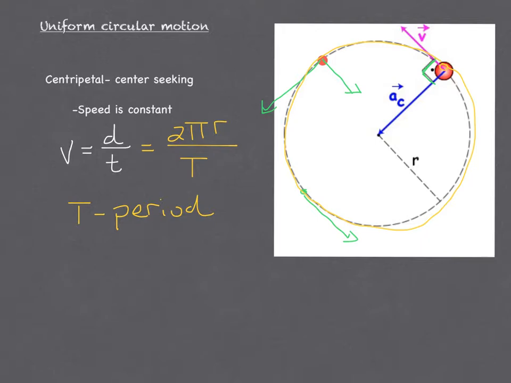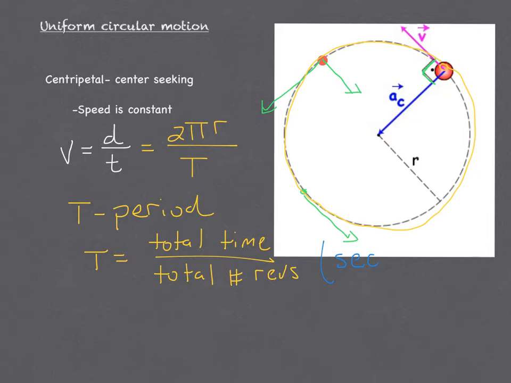To solve for the period, what you want to do is take the total amount of time divided by the total number of revolutions. And you're going to get units of seconds here. The standard unit for period is seconds. So it is a measurement of time. It's just the time it takes to go around once.